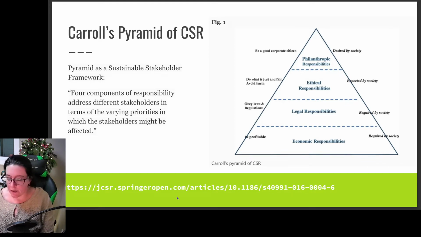So these are going to be the norms, not things that are codified into law. So the legal responsibilities are going to be those minimum ground rules. That's going to be the laws. That's the bare minimum we have to do. But the ethical responsibilities are going to be more of the norms set by society that are not in our laws. And then what you see at the top there is philanthropic responsibilities.